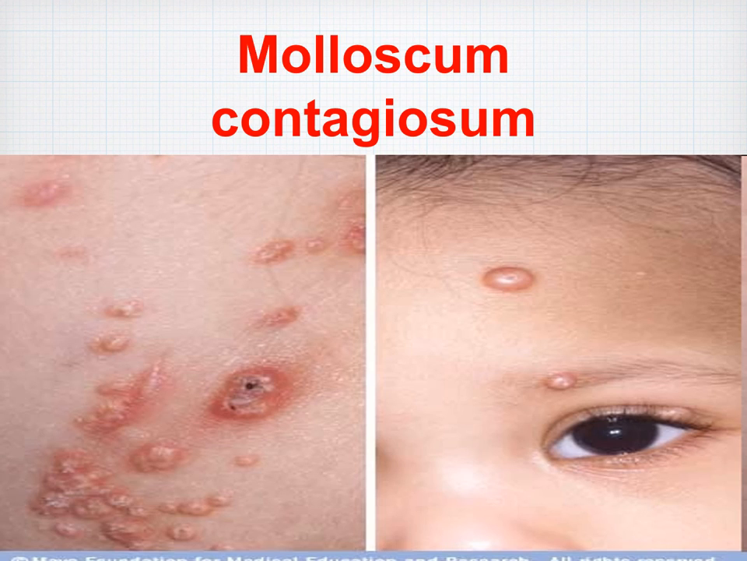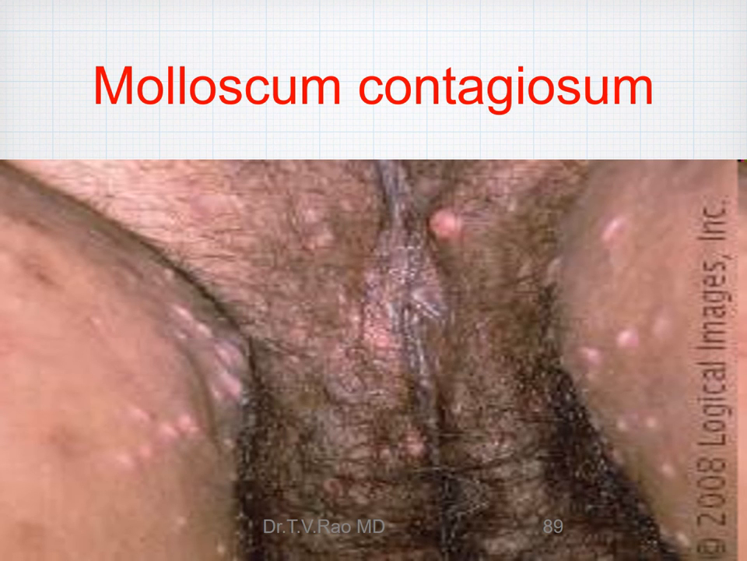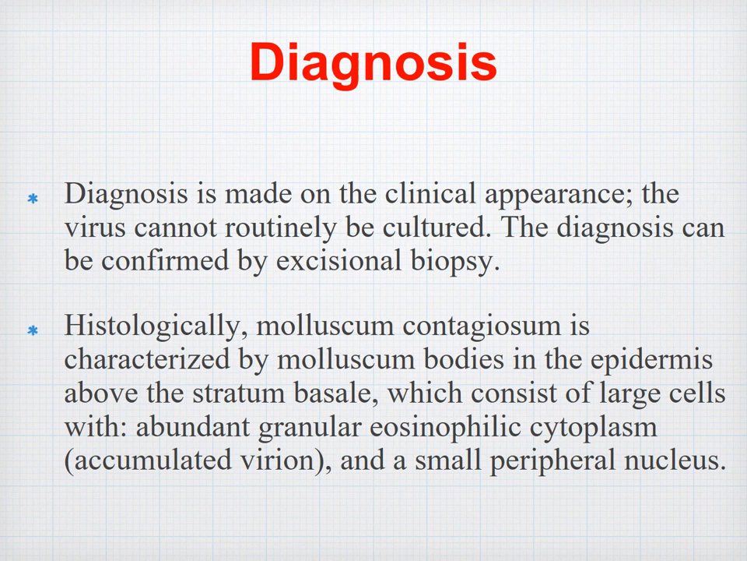The oral mucous membrane can be involved in the process. Not the oral mucosa, just the lips. In the process, the genital area can also be involved. This disease can be transmitted by sexual contact. Diagnosis is made on clinical appearance, and the virus cannot routinely be cultured.